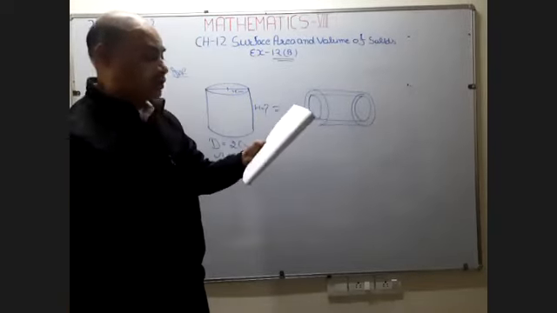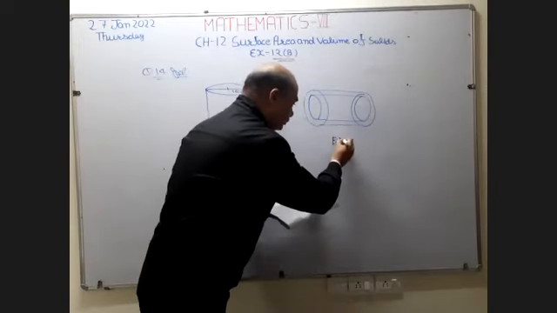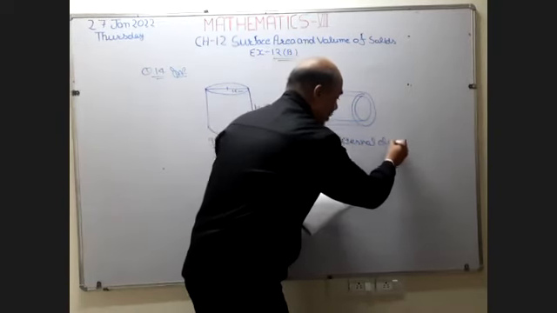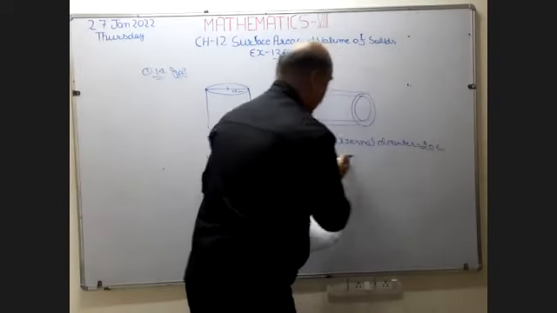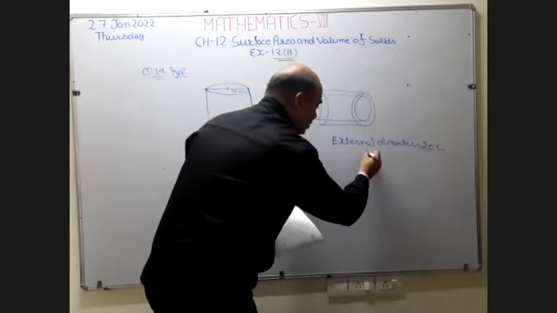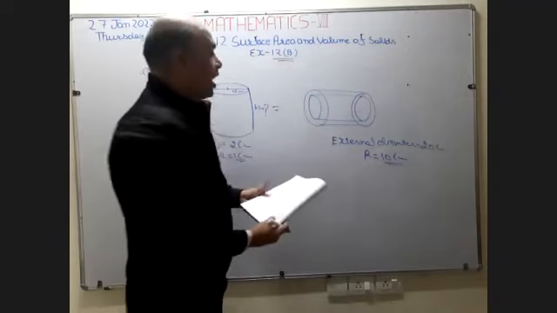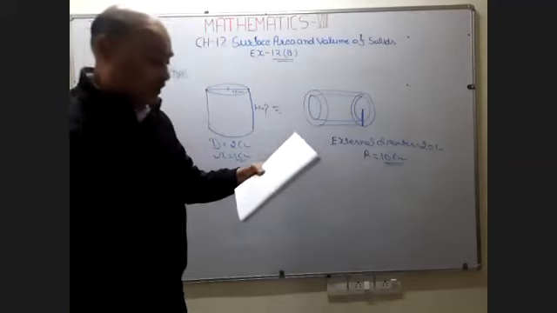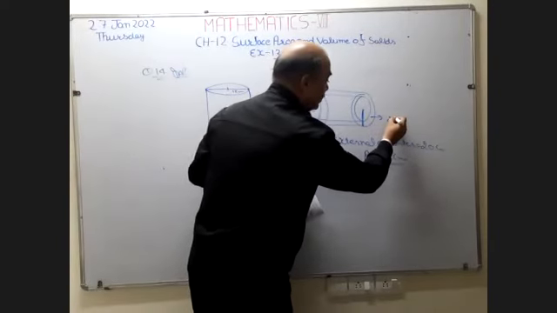Now what is given in the hollow cylinder? In this question, the external diameter is given, which is 20 centimeter. If the external diameter is 20 centimeter, it means capital R becomes 10 centimeter. Capital R means the outer radius, from this end to this end. Outer radius becomes 10 centimeter. Now the thickness is given as 0.25 centimeter. So the thickness of this pipe is given as 0.25 centimeter.